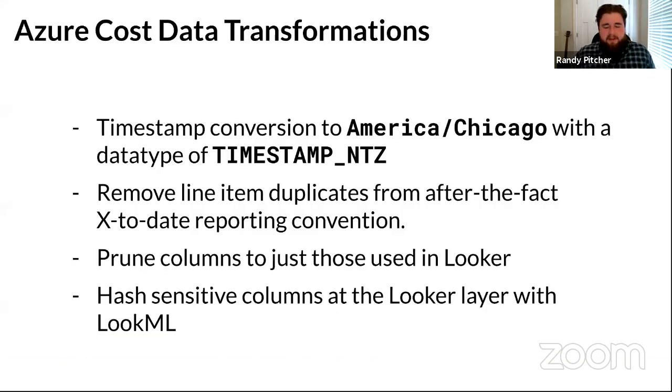And let's look at the transformation. Again, timestamps, got to move those. And then I remove line item duplicates, but these are slightly different than the AWS ones. These aren't just updates after the fact. They do have that, but it is for X-to-date reporting. So they have week-to-date and billing-period-to-date, where they intentionally have duplicates in each report.